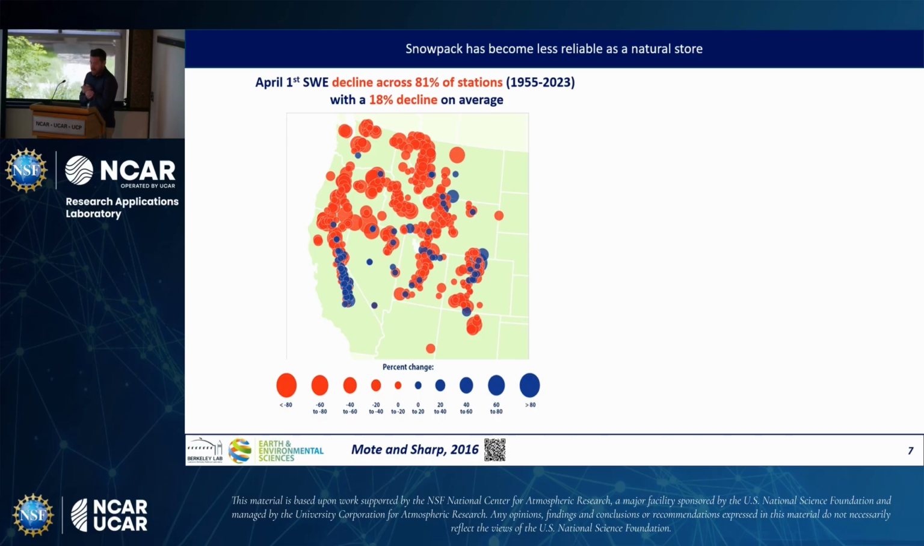So now I just wanted to highlight April 1st SWE storage and what it looks like across the West and what are the trends in that since the 1950s. So each of these circles here is showing an increasing or decreasing trend in SWE at all the monitoring sites. Red means decreasing trend, blue means increasing, and the size of the circle represents the trend size, ranging from negative 80% to positive 80%. And so across 81% of the stations, we've had about an 18% decline in snow water equivalent over the last few decades.